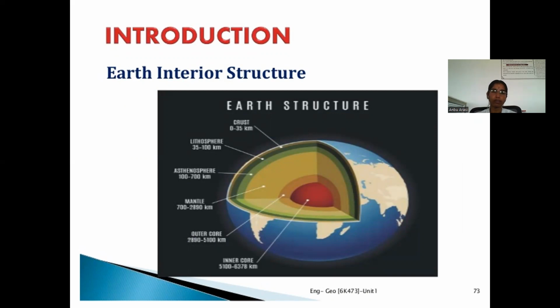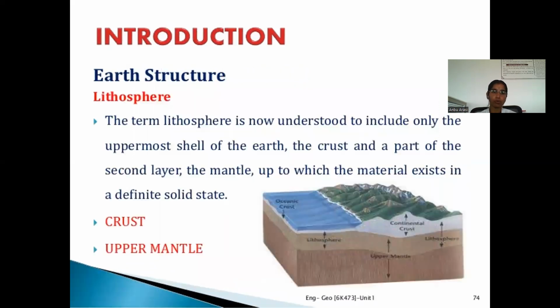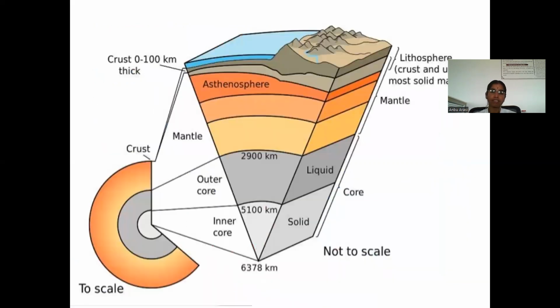In Earth's interior, the layers are the crust and lithosphere, asthenosphere, mantle, outer core, and finally inner core. First, lithosphere. The term lithosphere is now understood to include only the uppermost shell of the Earth, the crust, and a part of the second layer, the mantle, up to which the material exists in a definite solid state. This is the inner structure of Earth. The first top layer is the crust.